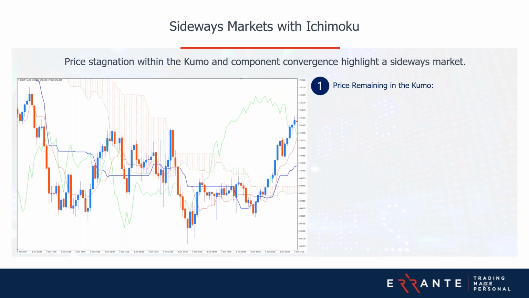The first indication is that price remains in the Kumo. When the price remains within the Kumo, it indicates a weak trend. The Kumo acts as a zone of support and resistance, so when the price is within the Kumo, it shows that there is no clear directional movement, indicating indecision in the market. And the proximity of the Tenkan-sen to the Kijun-sen within the Kumo signals low volatility, which is the next characteristic of a sideways market.